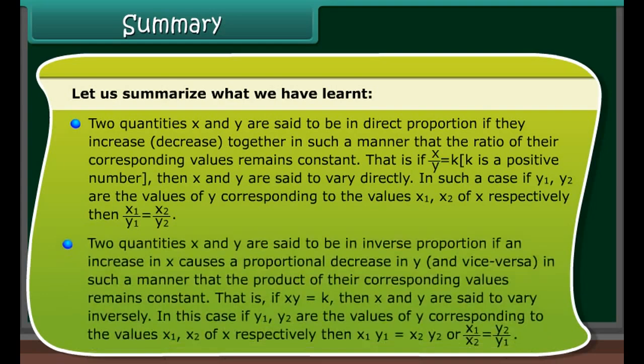Two quantities x and y are said to be in inverse proportion if an increase in x causes a proportional decrease in y, and vice versa, in such a manner that the product of their corresponding values remains constant. That is, if xy is equal to k, then x and y are said to vary inversely. In this case, if y1, y2 are the values of y corresponding to the values x1, x2 of x respectively, then x1y1 is equal to x2y2, or x1 upon x2 is equal to y2 upon y1.